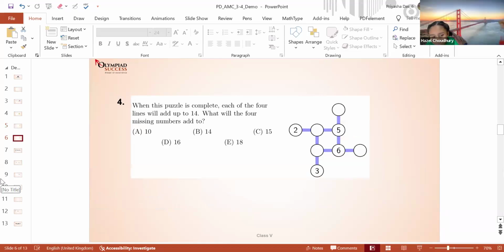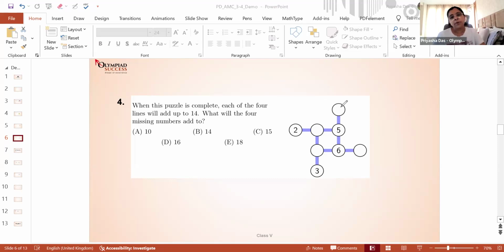Question number 4. When this puzzle is complete, each of the 4 lines will add up to 14. That's interesting. What will be the 4 missing numbers adding up to? Okay, what's the approach in this question, Hazel? Remember one thing, Hazel. This is just a small tip. I know you can answer this question by yourself, but just an additional tip from my side. Always try to build clarity in your head. It's very, very necessary that before we start doing a question, we make things as clear as possible in our head or on paper if you're doing it.